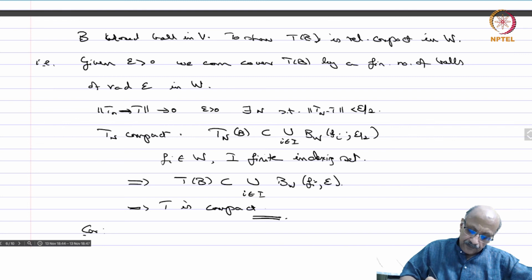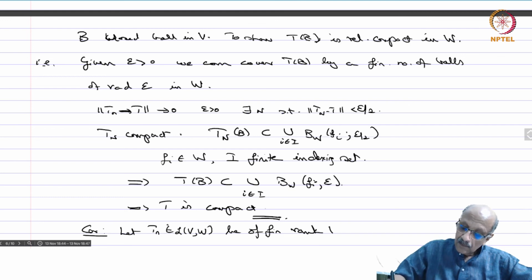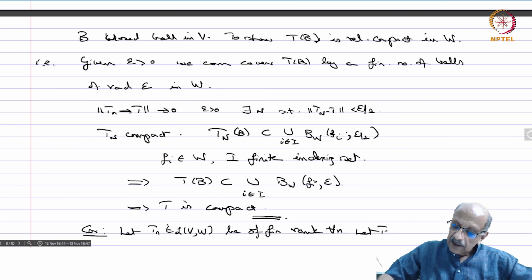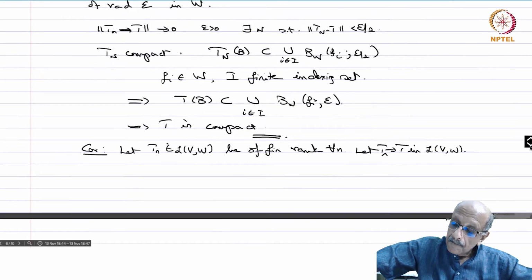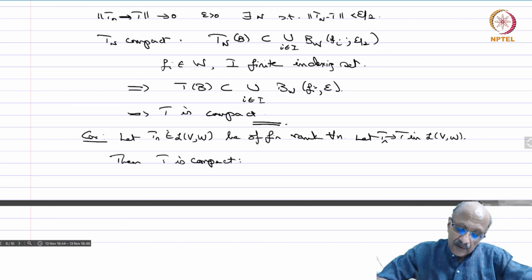So corollary, let Tn belong to L(V, W) be of finite rank. Let Tn converge to T in L(V, W). Then T is compact. Okay, so that means because any mapping of finite rank is compact, and now the limit of compact operators is compact, that is what we have already seen. So the limit of operators of finite rank is always a compact operator.